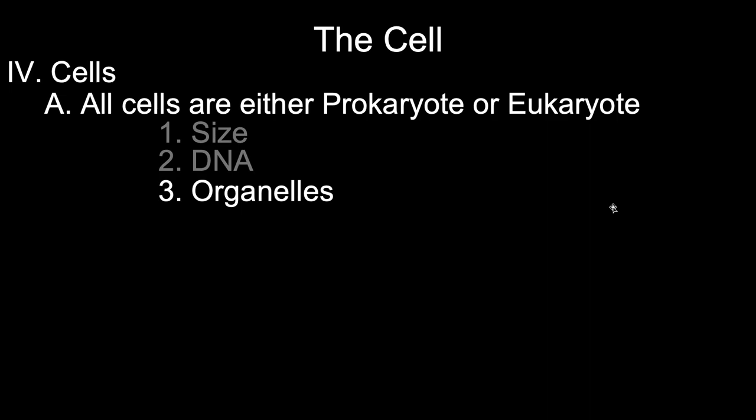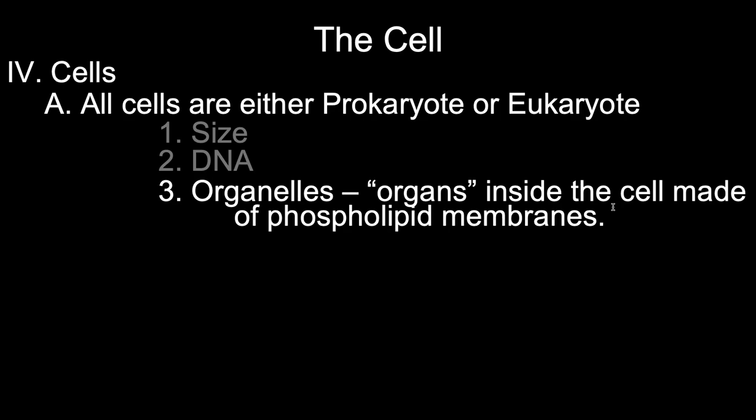And that brings me to my third point, and that is the presence of organelles. There are structures that are common to both prokaryotic and eukaryotic cells, things like a cell membrane and ribosomes, and we're going to learn more about those structures later. But there are some structures that are unique only to eukaryotic cells, and that is organelles. So what are organelles? They get their name because they're like organs inside the cell. And those organs are separate spaces because they are made up of these phospholipid membrane bubbles.